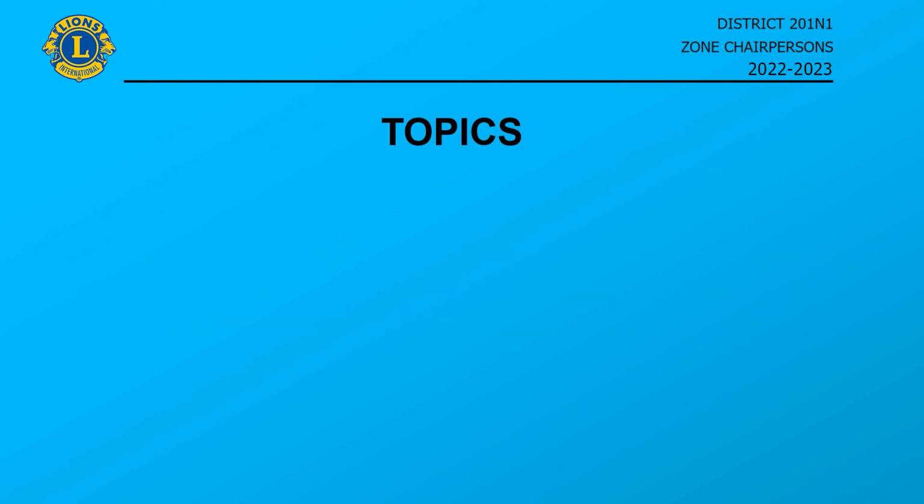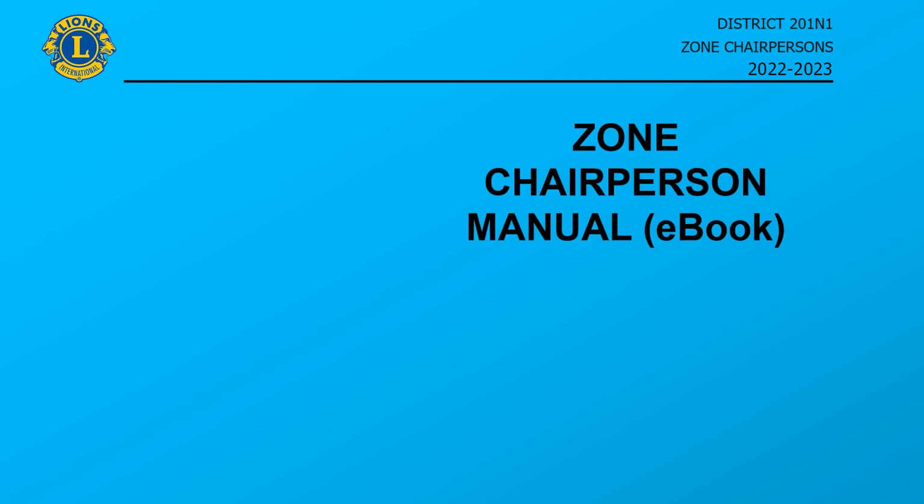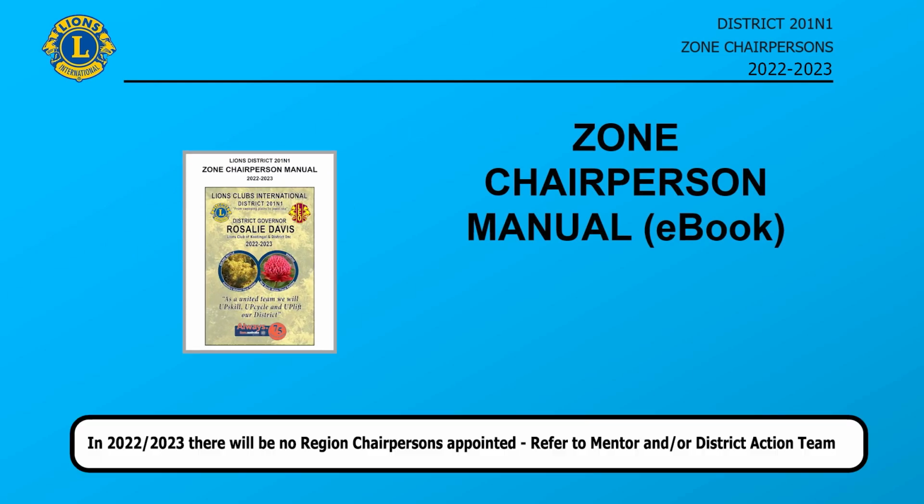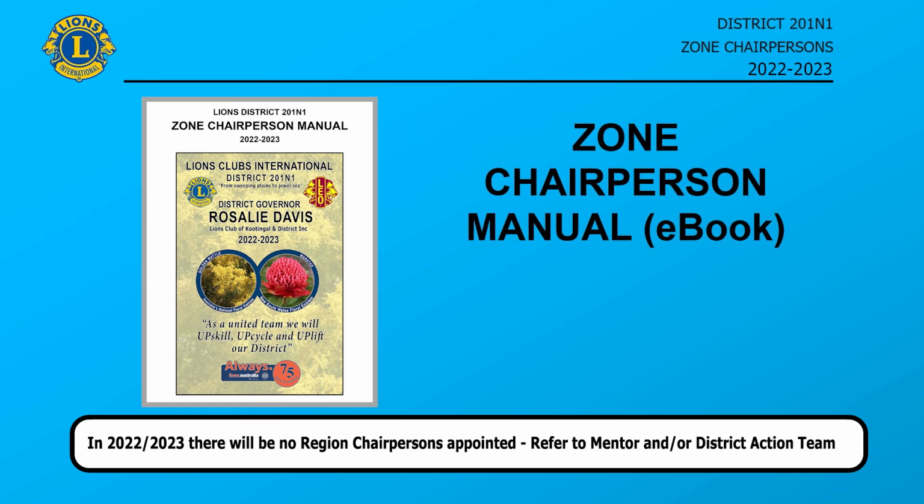In this presentation we will firstly run through the work of the Zone Chair task by task. We will finish by checking to ensure that all task by task considerations have been covered. We will start with a view of the Zone and Region Chairperson's e-book. This is your manual. A printed version is included with your papers. This will be your first reference in understanding your role and your guide to what your role entails.